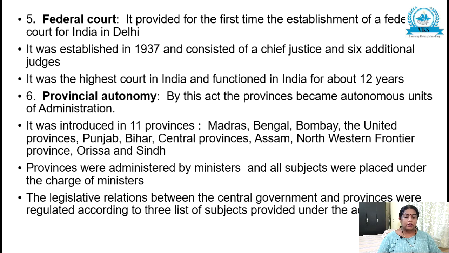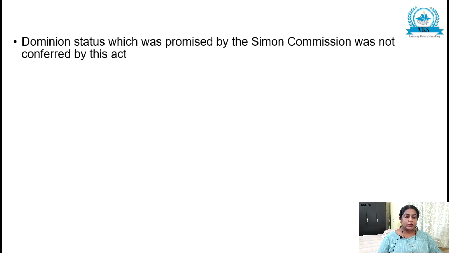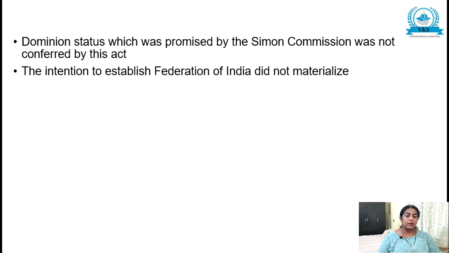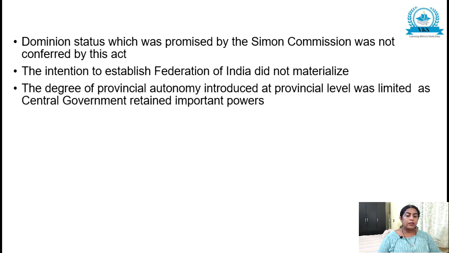The legislative relations between central government and provinces were regulated according to 3 lists of subjects provided under the Act. Dominion status, which was promised by the Simon Commission, was not conferred by this Act. The intention to establish Federation of India did not materialize, and the degree of provincial autonomy introduced at provincial level was limited as central government retained important powers. So all these are the points regarding the Government of India Act 1935.